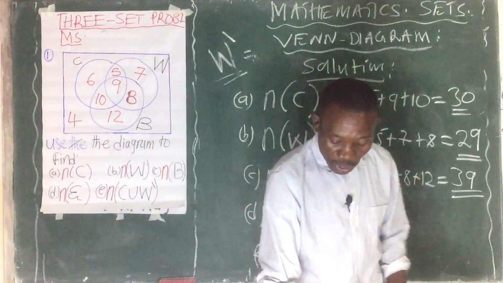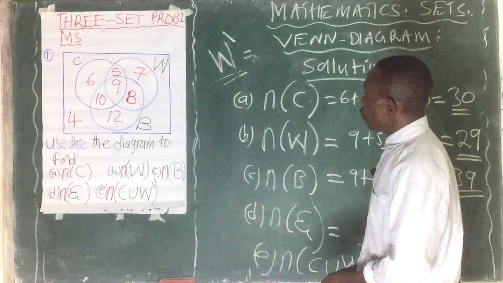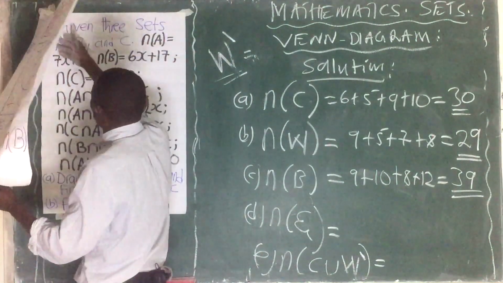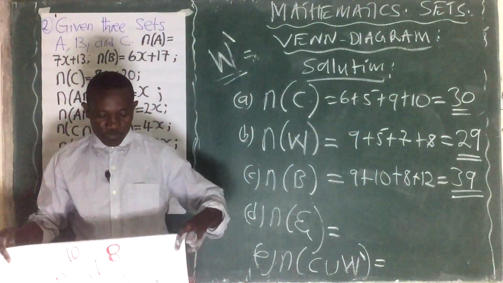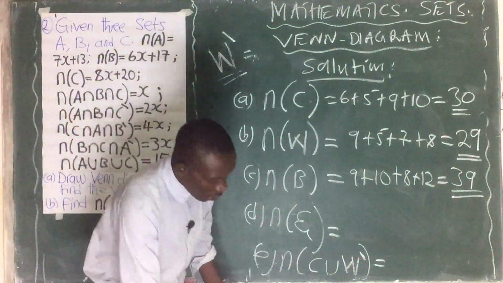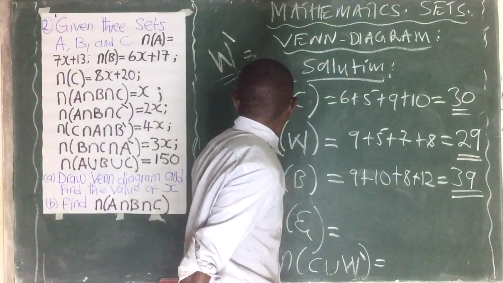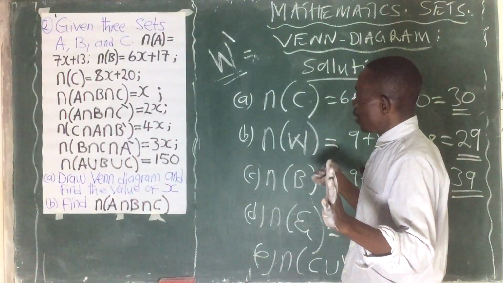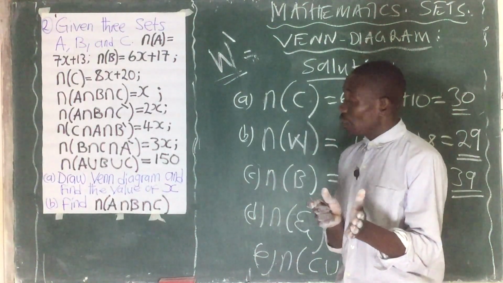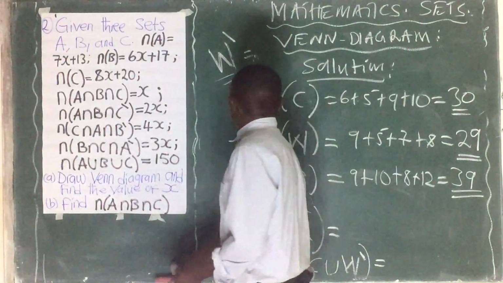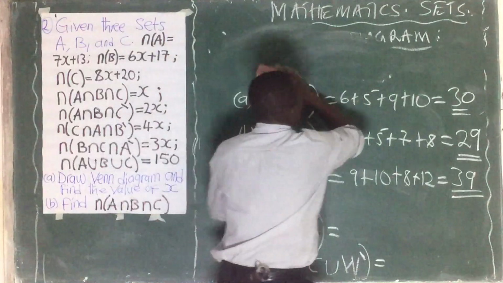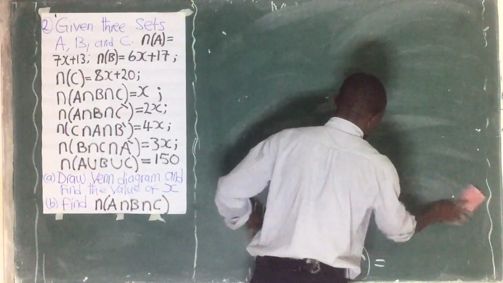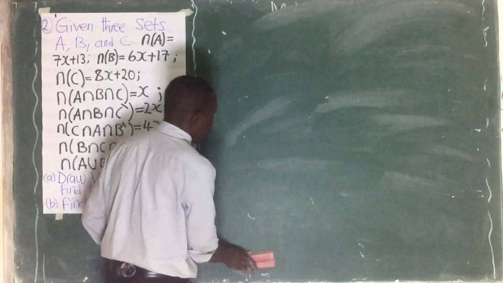Let's go now to example 2, the last one. Part A is very direct, simple and straightforward. Don't leave it. For part B, it's a little bit of application, but not difficult as long as you are able to follow what I said. For B, they want us to draw the Venn diagram given the information.